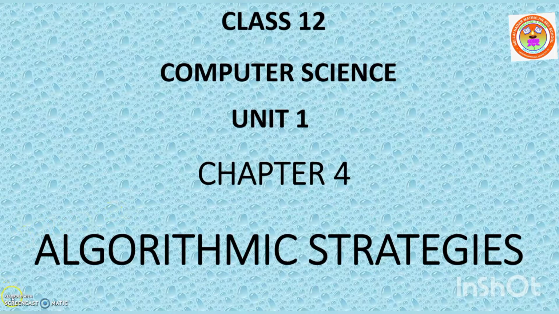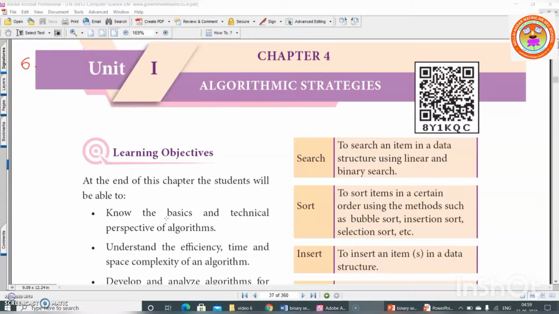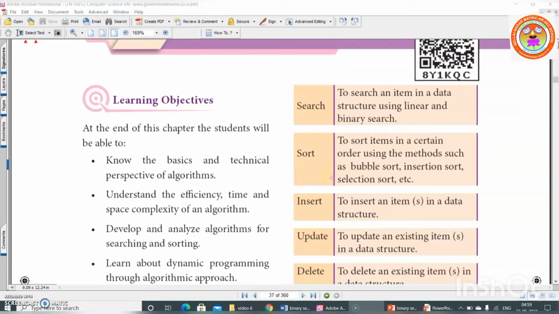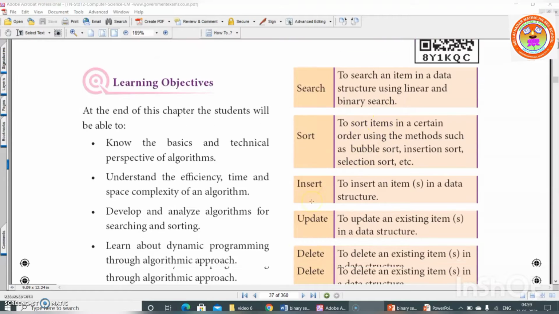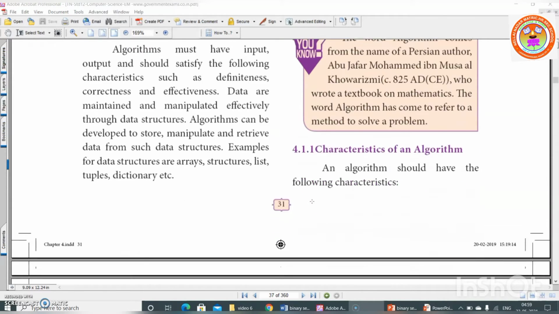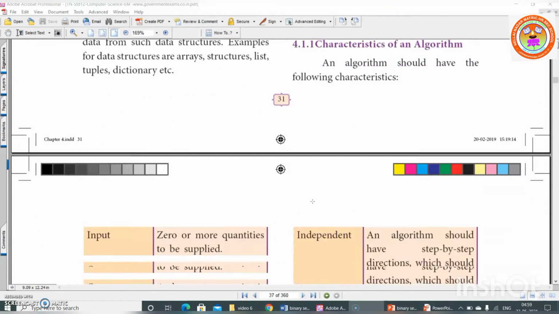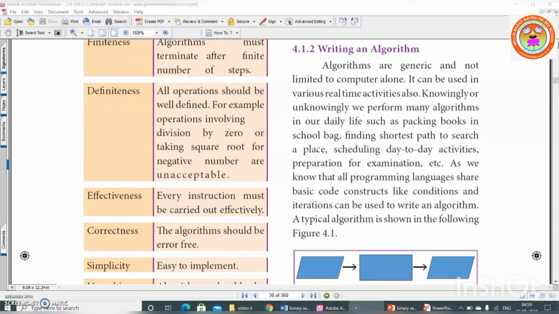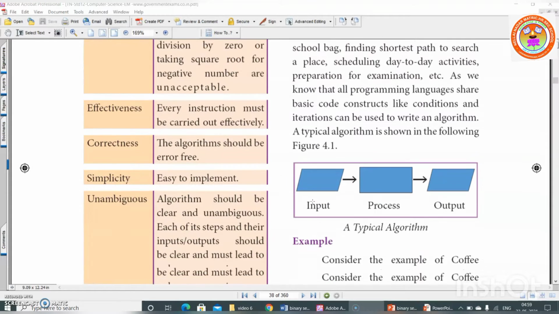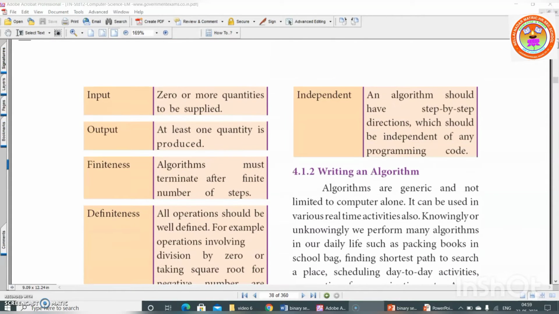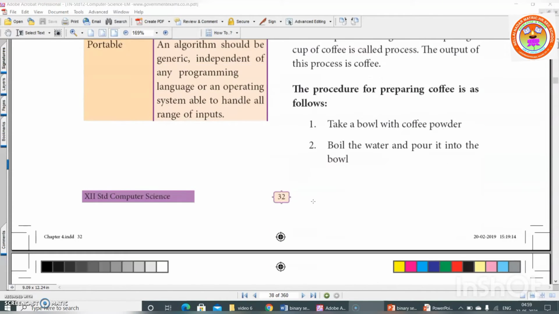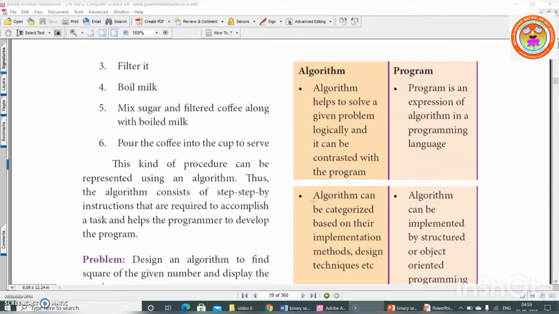So far, what I covered in these chapters are what algorithmic strategies are and the manipulation of data structures: searching, sorting, insert, update, delete, then the characteristics of an algorithm. In that, we have seen input, output, finiteness, definiteness, effectiveness, correctness, simplicity, unambiguous, and independent. Writing an algorithm, in that we have seen a few examples, and algorithm and program.